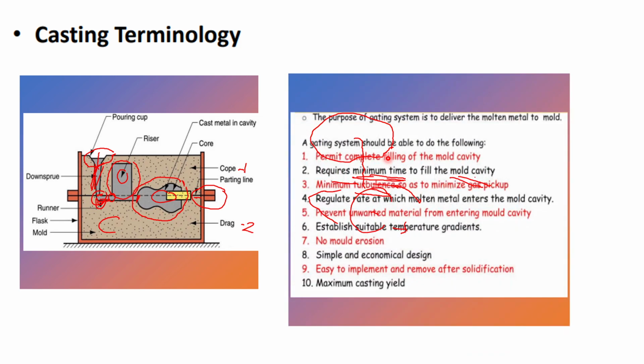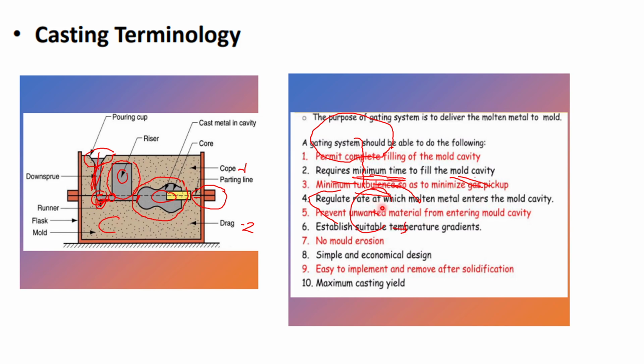Then we have discussed the purpose of gating system. A gating system should be able to do the following: permit complete filling of the mold cavity, require minimum time to fill the mold cavity, have minimum turbulence so as to minimize gas pickup, and regulate the rate at which molten metal enters the mold cavity. This is a very important thing during a casting process, because you have to decide the time of solidification of the material. Whatever material you are taking, it may solidify very quickly, or it can solidify very late. So you have to decide the rate of molten metal pouring in your mold cavity.